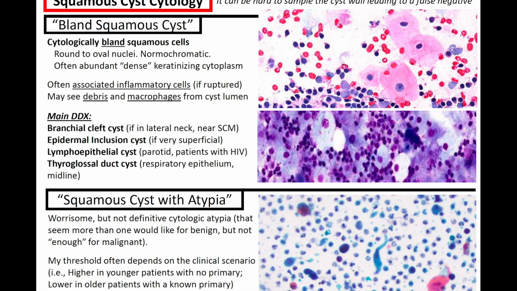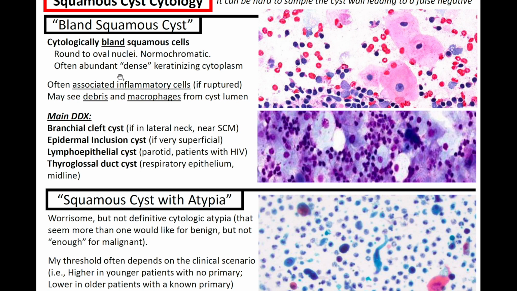And last but not least, we have squamous cyst cytology. So it can be hard to sample the cyst wall, which can often lead to a false negative in cysts. So you can have a bland squamous cyst with cytologically bland squamous cells, which have round to oval nuclei, normochromatic, often abundant, dense, keratinizing cytoplasm, and they're often associated with inflammatory cells if they've ruptured. You may see debris and macrophages from the cyst lumen.